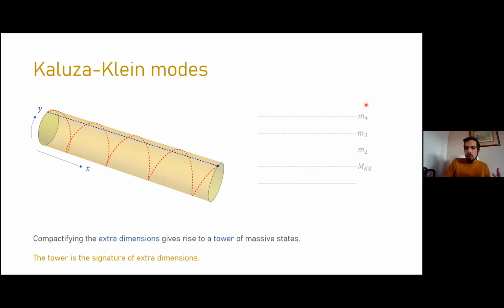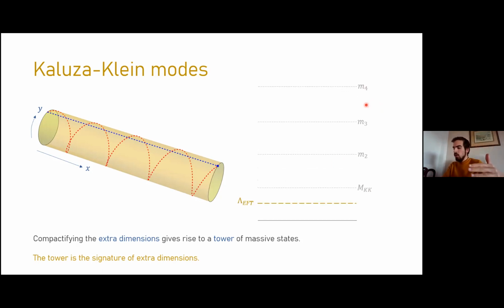Usually what you want to do is to make this tower very massive, such that the tower of massive modes is way above the cutoff of your effective field theory. And so anything that you can probe will just miss the massive modes. But if you want to detect the extra dimensions, what you want to do is to see this tower of modes. And so you actually want to include some of these modes into your effective field theory and be able to probe them with the energies that are accessible to you.